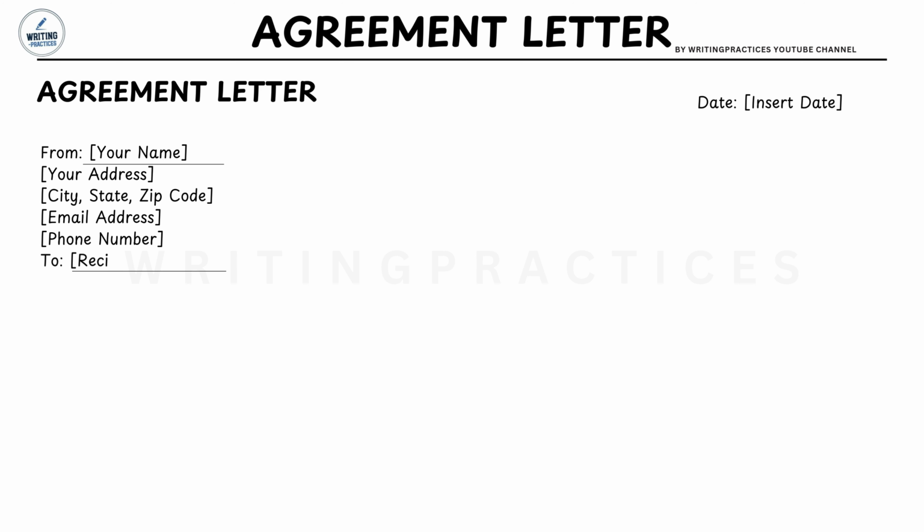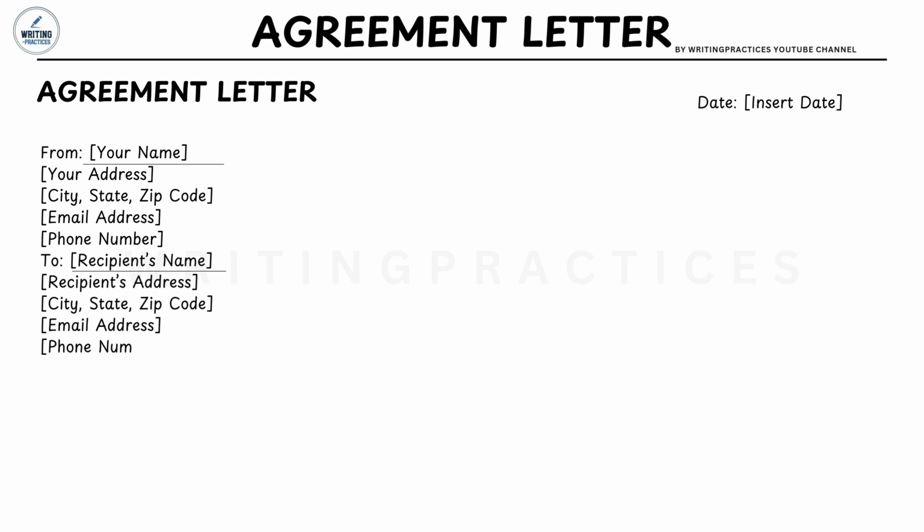Next, we have the To section. Here, you'll provide the recipient's information. Start with To, and then list their name, address, email, and phone number. Again, just like you did with your own details in the From section. This should also be left aligned for consistency.